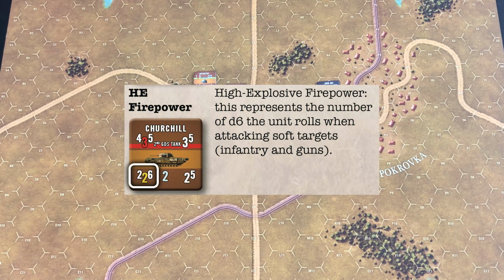In the bottom left of the counter, that's where you're going to find your HE or high explosive, and this is going to operate very similar to how AP operates. The only difference is this is the set of values that you're going to use when you're firing against soft targets, the ones that have that NATO symbol.